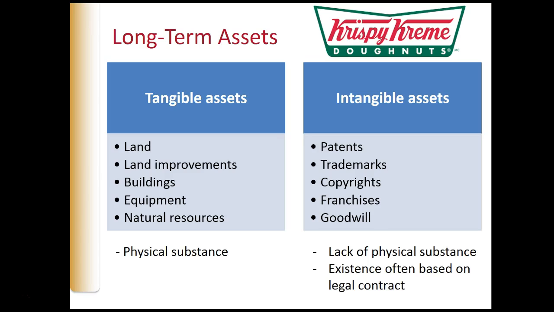We classify long-term assets into two categories. One, tangible assets. Those are assets that include land improvements, building equipment, and natural resources. They have a physical substance. The intangible assets include patents, trademarks, copyrights, franchises, and goodwill. We distinguish these assets from property, plant, and equipment by their lack of physical substance. Now, the evidence of their existence often is based on a legal contract.